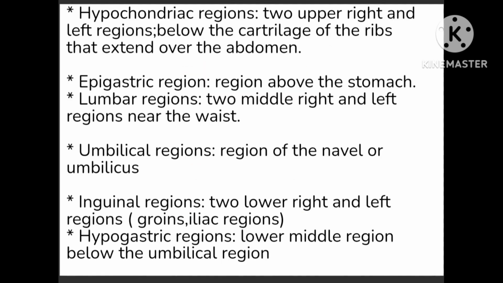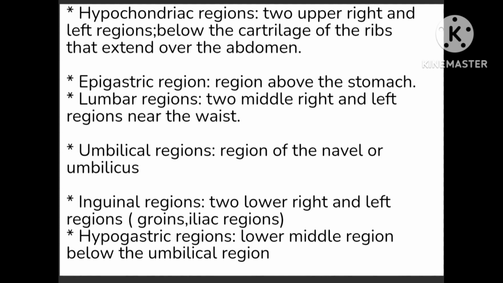And the first one is the hypochondriac regions. Two upper right and left regions below the cartilage of the ribs that extend over the abdomen. Next one is epigastric region above the stomach. Third one, lumbar regions, two middle right and left regions near the waist. Next one, umbilical region of the navel or umbilicus.